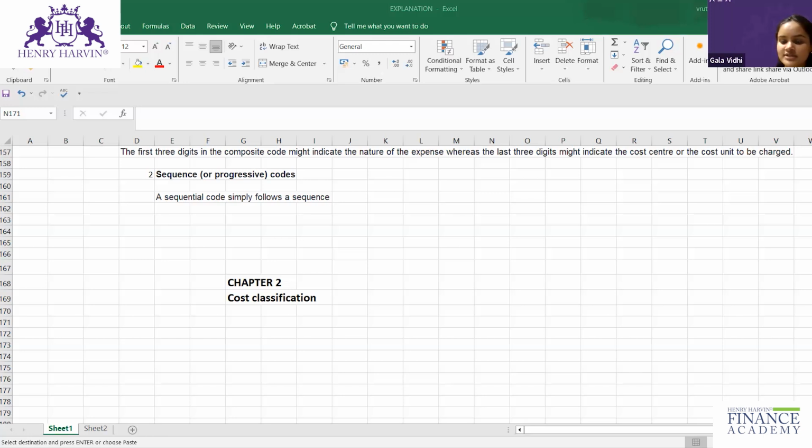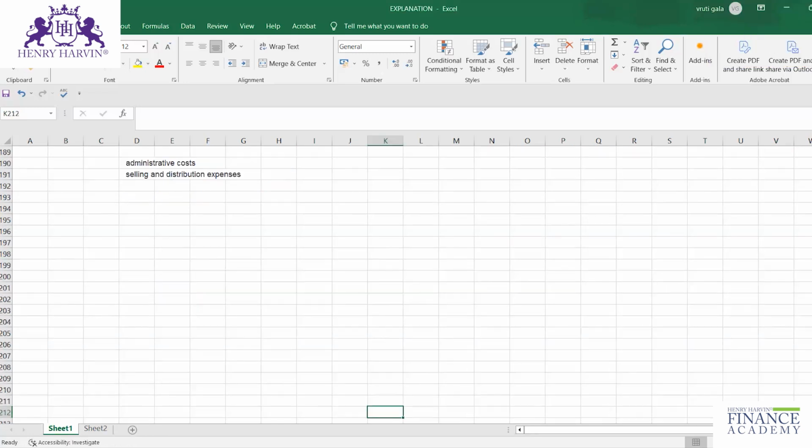So this is your production and your non-production cost. Let's just write down one line about both. So first we learned about your production and your non-production cost. Now let's learn about the different elements of your non-production cost.